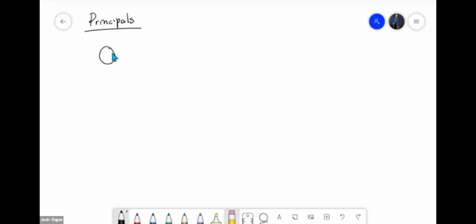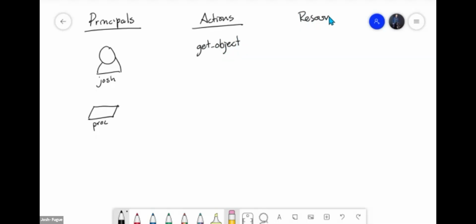principals, who are actors. If you ever did UML, so I'll put me here. They're actors. They're things, people and programs, we'll put a process here too, that can call actions. Actions are things like get object from resources. Okay, so that might be an S3 bucket. We'll call this one foo.